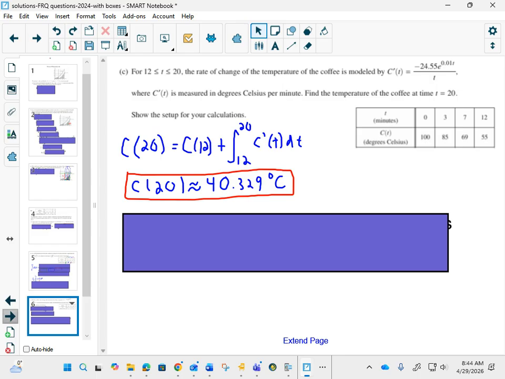And often you'll see this: show the setup for your calculations. Why? Because it's a calculator. You actually don't have to do any math. You just have to type things into your calculator and get an answer. So they want to see the setup, and then if your answer is wrong, they know what to do, they just don't know how to use their calculator.